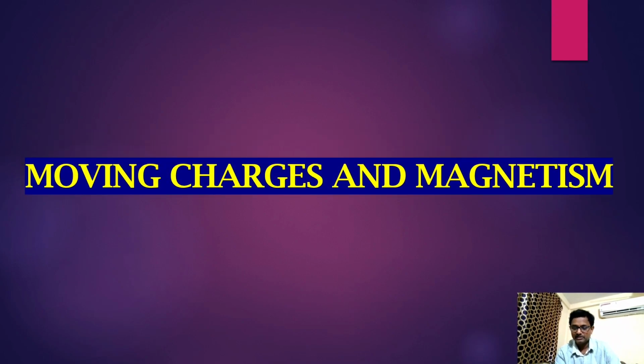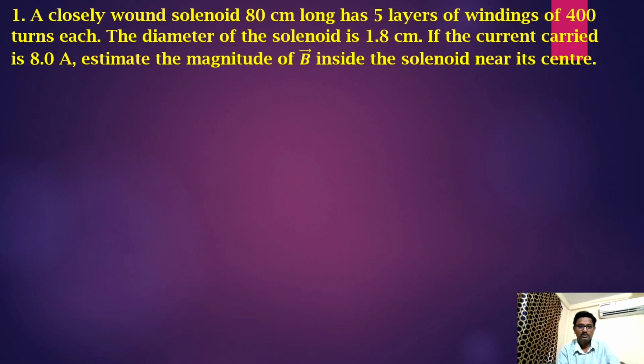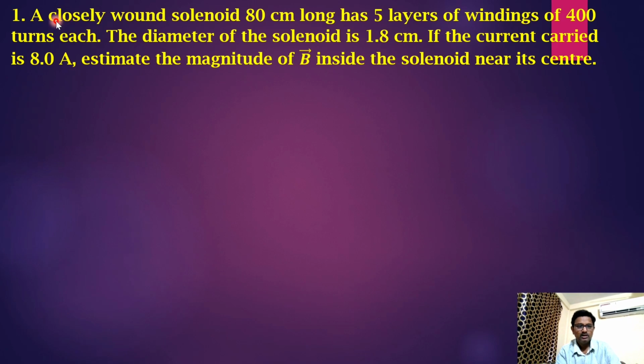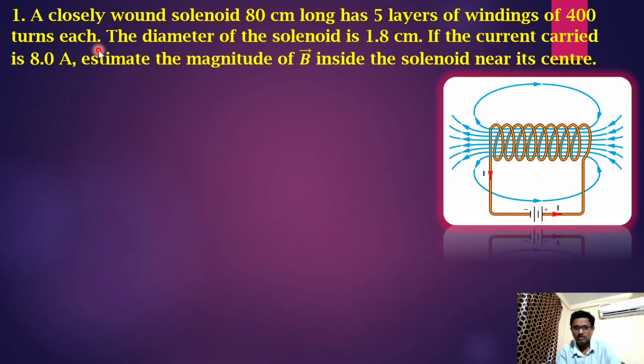Moving charges and magnetism. Here the first question. A closely wound solenoid 80 centimeter long has 5 layers of winding of 400 turns each. Look at the figure. So here a closely wound solenoid whose length is 80 centimeter. It has 5 layers of winding of 400 turns each.